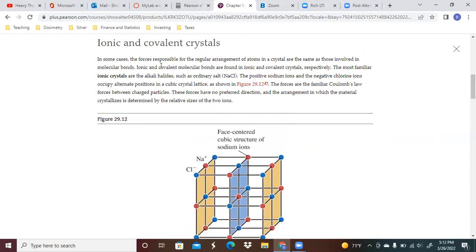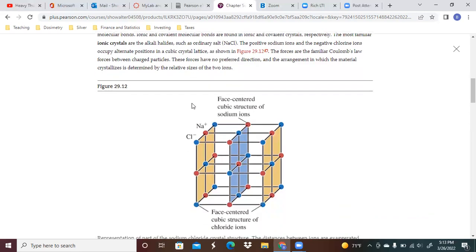In some cases, the forces responsible for the regular arrangement of atoms in a crystal are the same as those involved in molecular bonds. Ionic and covalent molecular bonds are found in ionic and covalent crystals, respectively. The most familiar ionic crystals are the alkali halides, such as ordinary salt. The positive sodium ions and the negative chlorine ions occupy alternate positions in a cubic crystal lattice, like here. You can see the sodium ion here and the chlorine ion here, and so on and so forth.